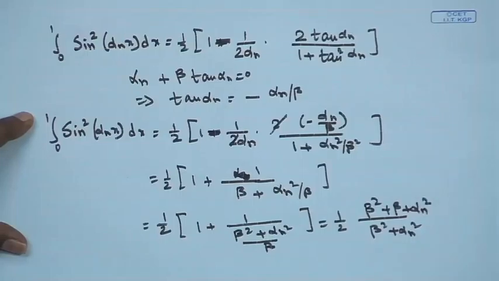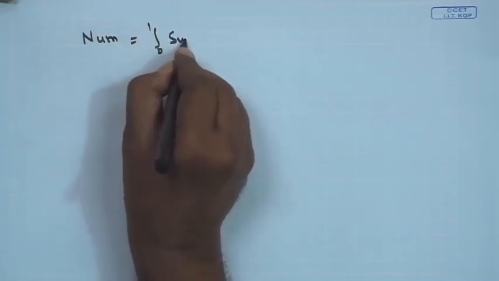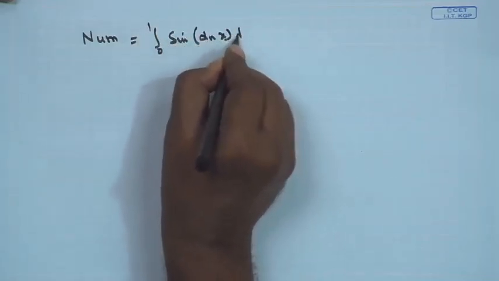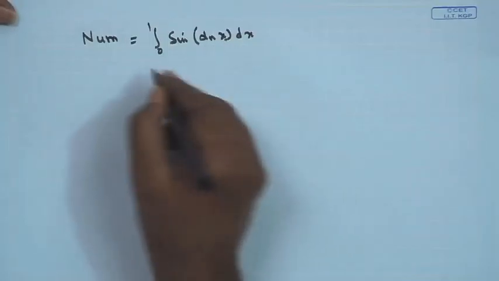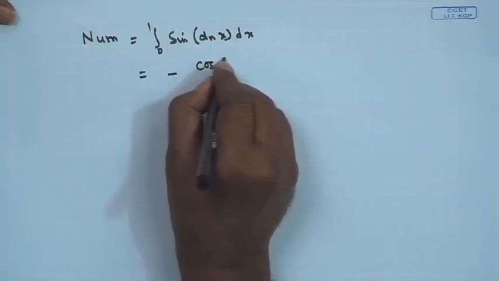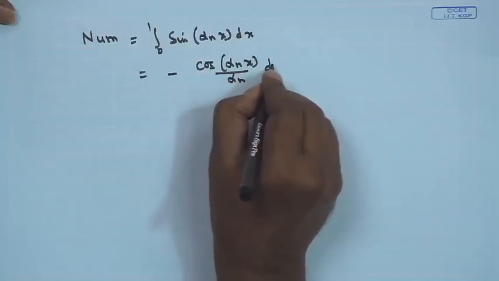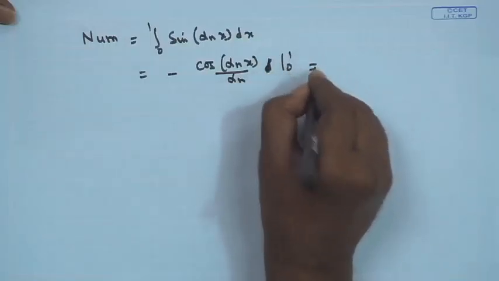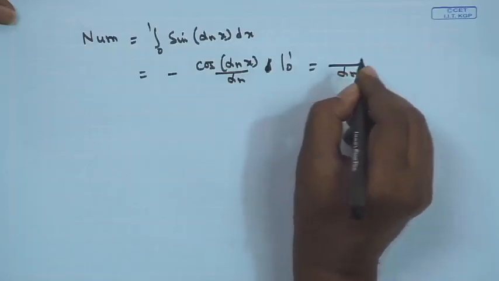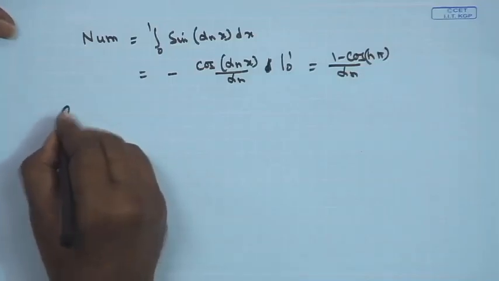So, let us look into the complete solution now. This is the denominator we will be getting. Let us look into the numerator. The numerator of the solution is the integral from 0 to 1 of sin alpha n x dx. So, this will be minus cosine alpha n x divided by alpha n from 0 to 1. So, it will be 1 minus cos n pi over alpha n. Okay. So, now we will be getting the complete solution of C n.